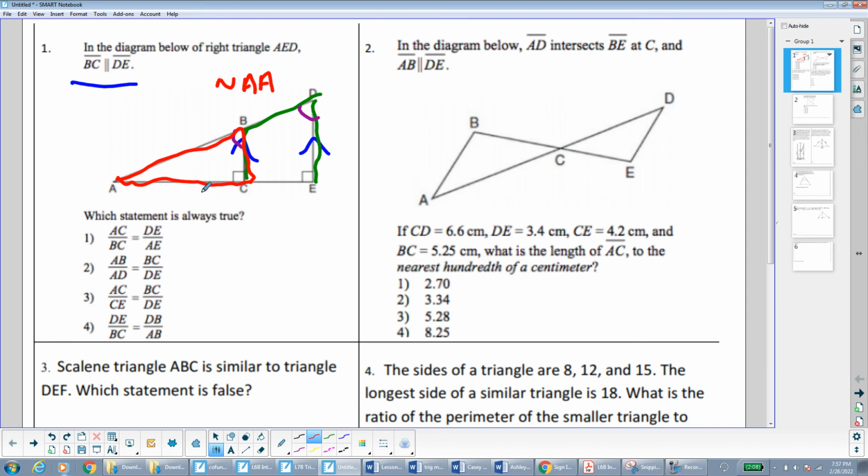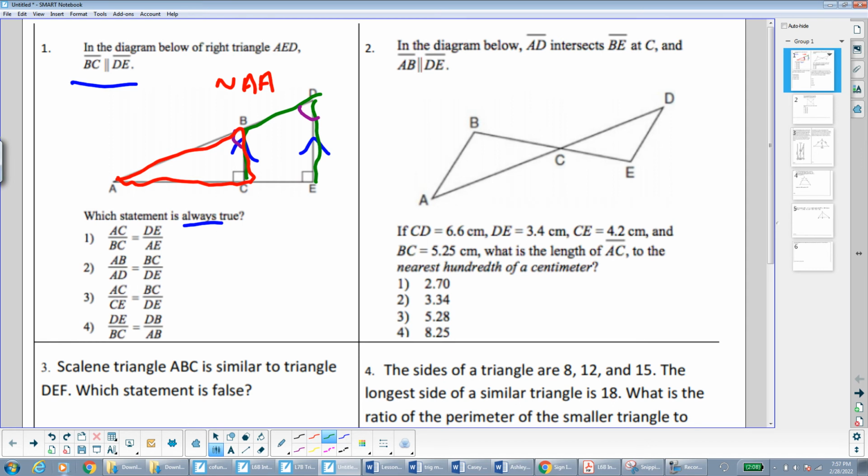So what we're going to do is we're going to look through the answer choices, and it says which statement is always true. So we're going to look for the proportion that correctly puts corresponding parts from the two triangles together. Only one is going to work because we're looking for the true statement. That means the other three must be false. So let's go one by one.